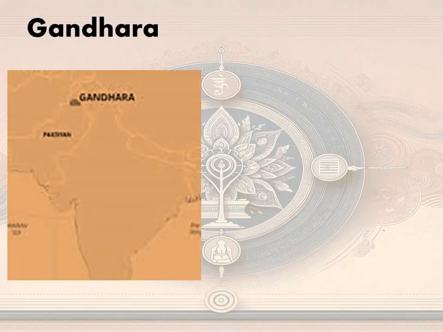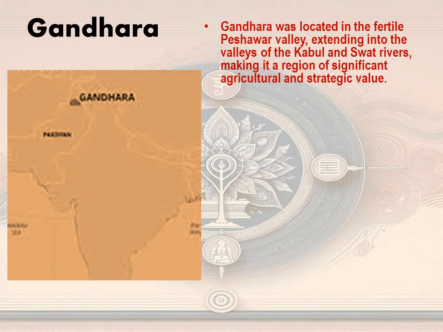Gandhar. Gandhar is the kingdom in the northwestern part of the Indian subcontinent, in the present day border of Pakistan and Afghanistan. Gandhar was located in the fertile Peshawar valley, extending into the valleys of the Kabul and Swat rivers, making it a region of significant agricultural and strategic value. So this region, the kingdom of Gandhara, was in the Peshawar valley, and the Peshawar valley is a very fertile place, making it a significant agricultural and strategic hub.